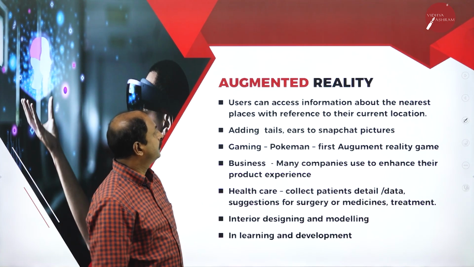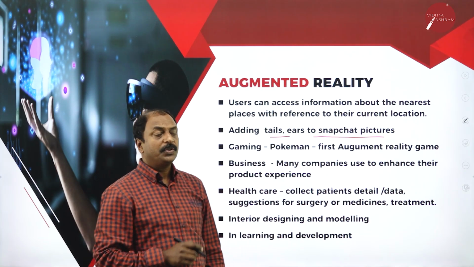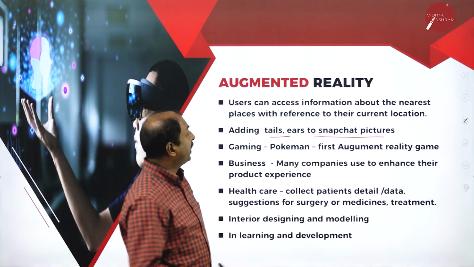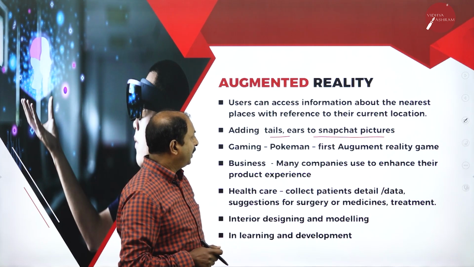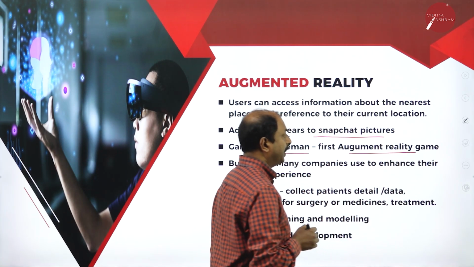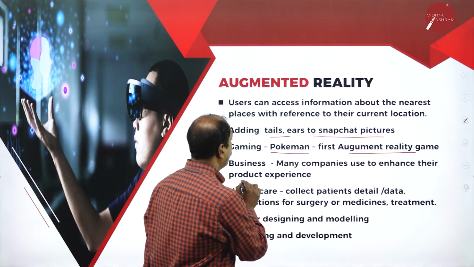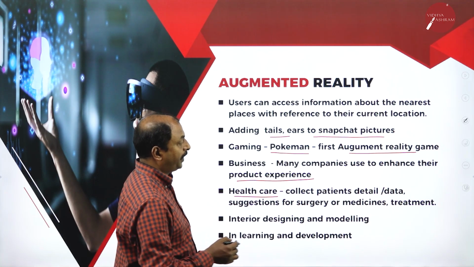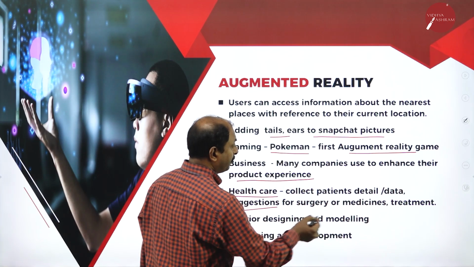In the next slide, adding tails or ears to snapshot pictures. Suppose you find any pictures on the computer, and in a snapshot it is possible for us to add tails or ears to that picture. That is also an example for AR. And in gaming, Pokemon is a game, the first AR game developed. And in the field of business, many companies use it to enhance their product experience. Next, in the healthcare industry, it is used to collect patients' details, data, and suggestions for surgery, medicines, treatment, etc.